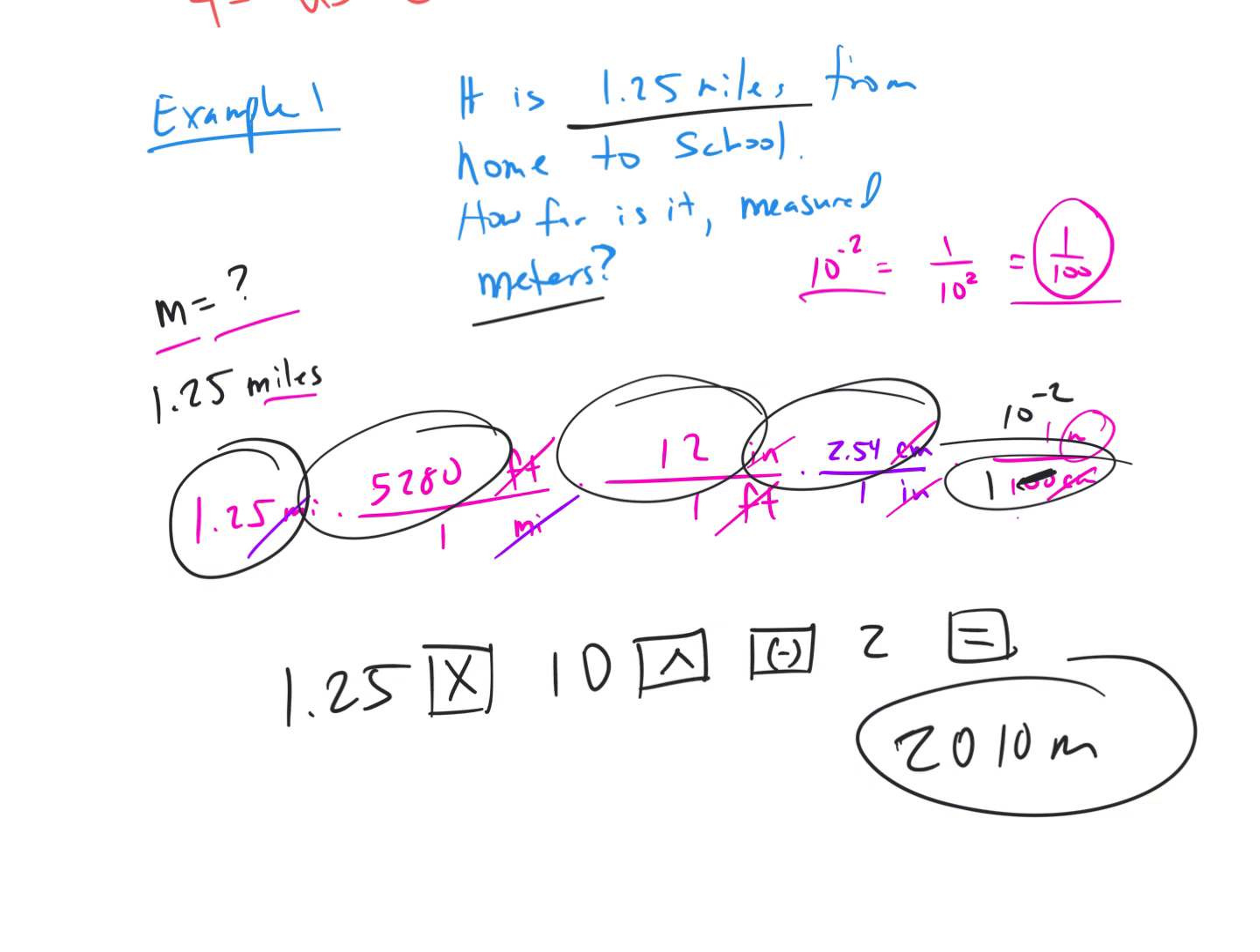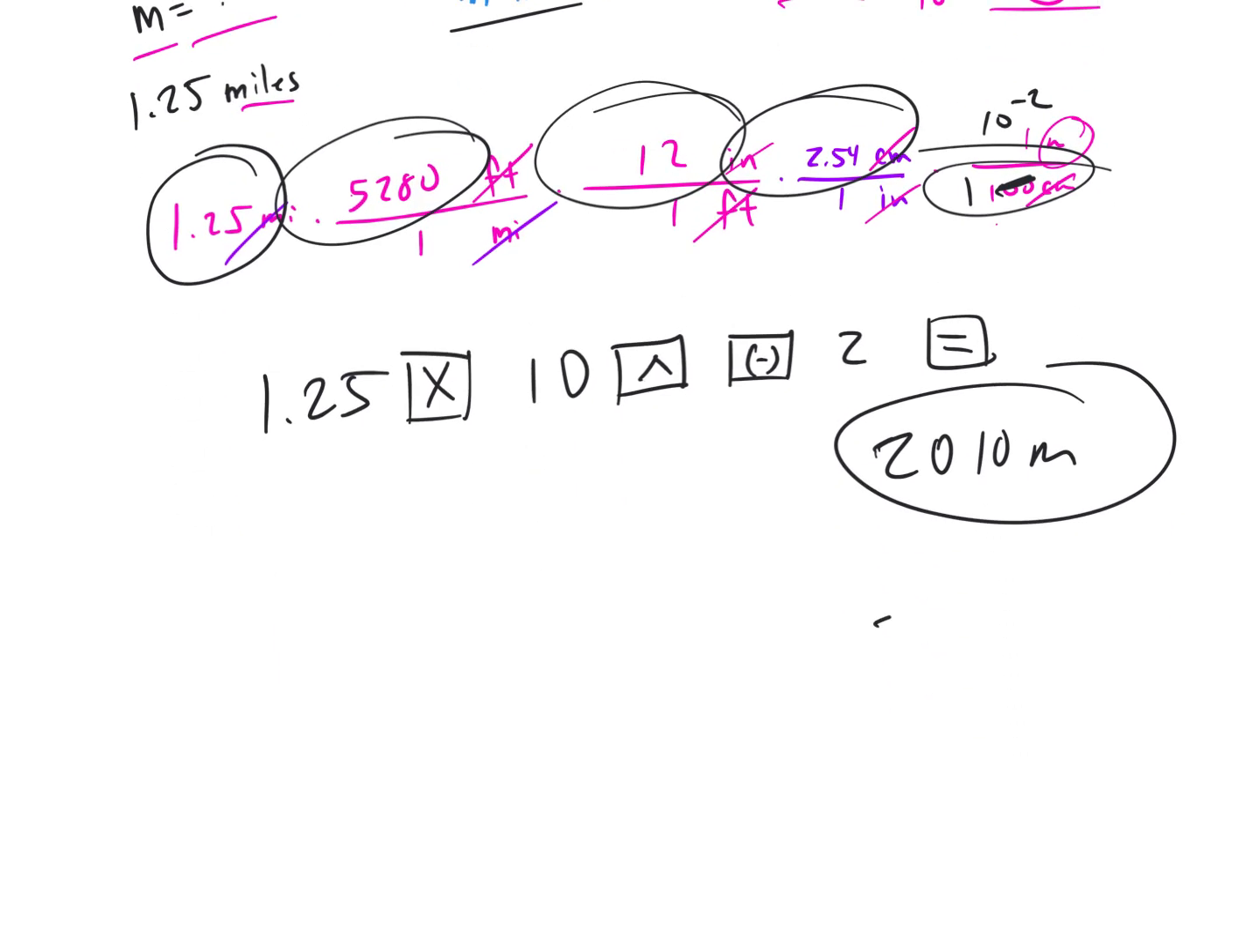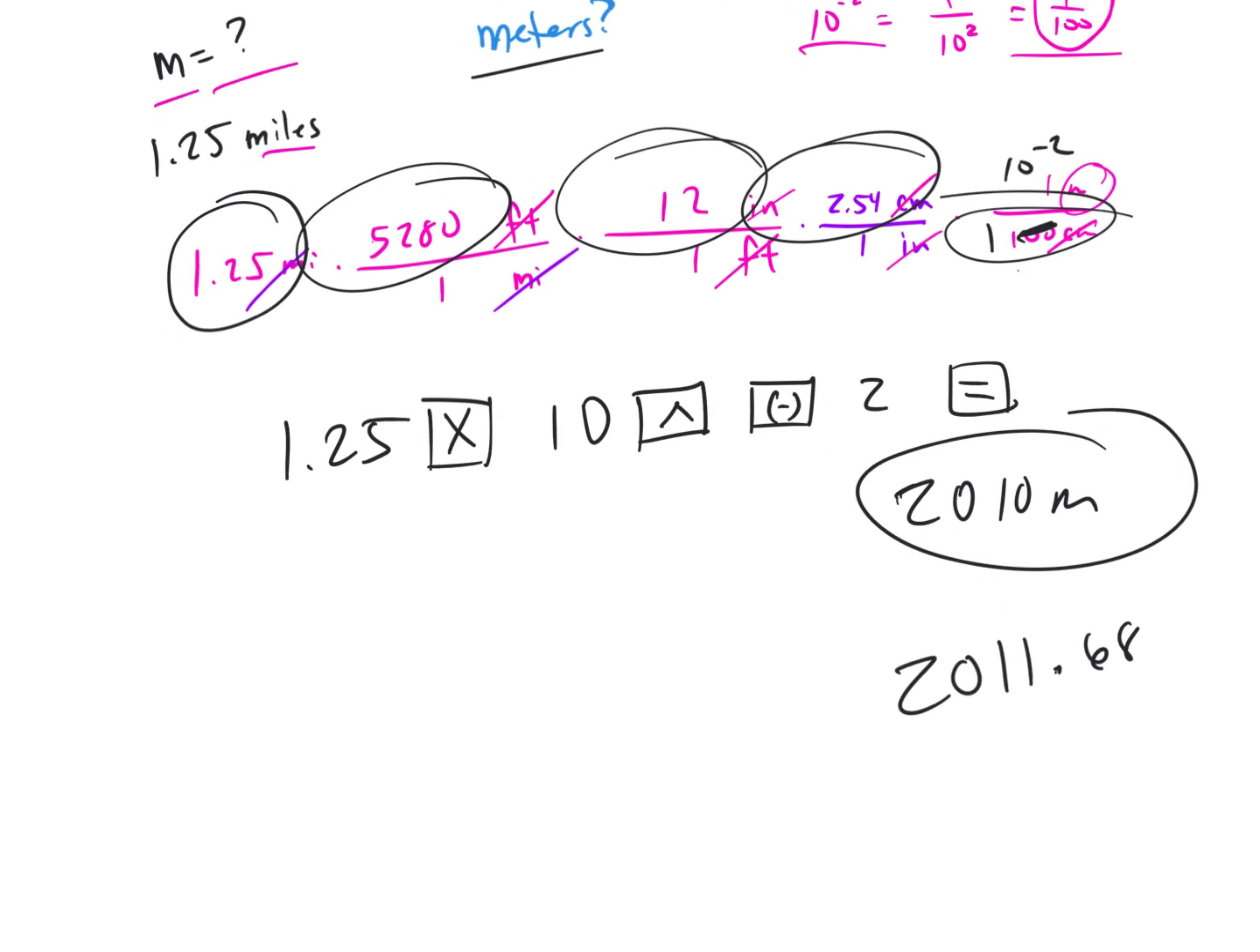Does everybody get that process? The answer I got from that was 2011.6. That's right. So you would then round it 2011.68. So here is our only measured value.